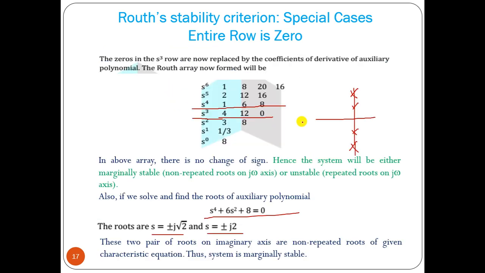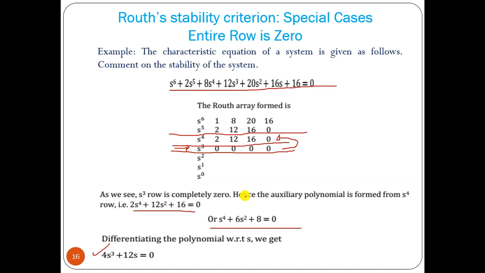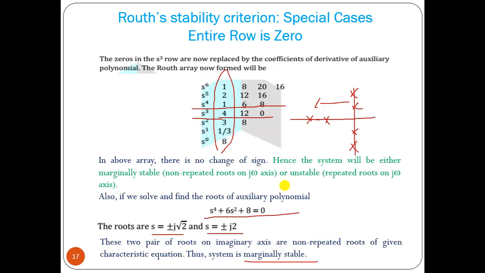That means two poles are there on the left half plane, as here we can see there is no sign change. So this is an example of a marginally stable system: non-repeated poles on the imaginary axis, so marginally stable. And what happens? The other poles are on the left half of the plane, because there is no sign change after putting the coefficient of dP/ds equal to 0.